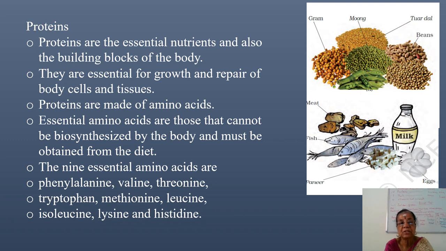Some of the non-essential amino acids can be synthesized by our body from the food taken in. The protein content we eat can be synthesized easily. Whereas essential amino acids are those that cannot be biosynthesized by the body and must be obtained from the diet. There are 9 essential amino acids.